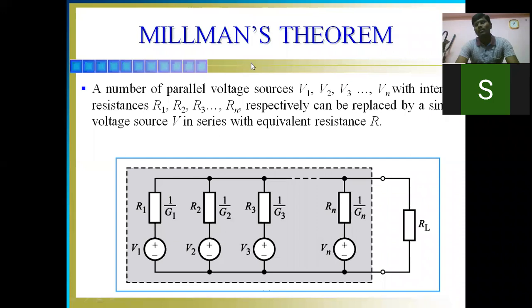Millman's theorem is specifically used to analyze a circuit when there are multiple voltage sources, each a voltage source in series with a resistance, with these series branches connected in parallel. Then how do we calculate the load current? That is what we are going to see in today's class.